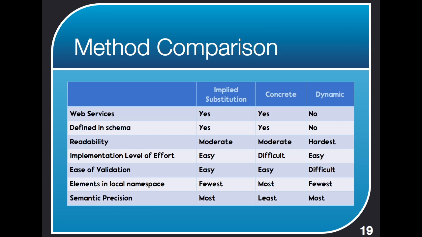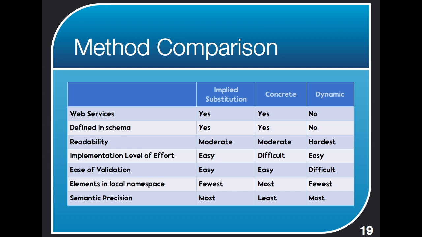Implied substitution groups, they work really well in web services. So does concrete extension. Dynamic type substitution doesn't though, because web services requires everything be defined in that schema, and dynamic type substitution just doesn't do that. It plays tricks in the instance document, so it doesn't work in web services. It's related to our second point there. Is everything defined in schema? For implied substitution groups and concrete extension, yes, everything's defined in the schema. But again, dynamic type substitution, not so much. It doesn't define everything in the schema. Some things happen in the instance document, and that's a surprise.